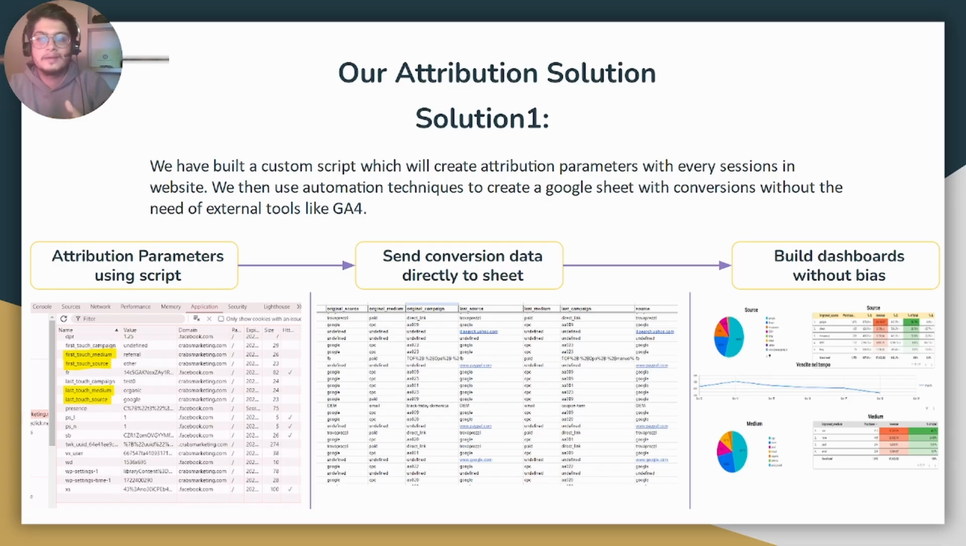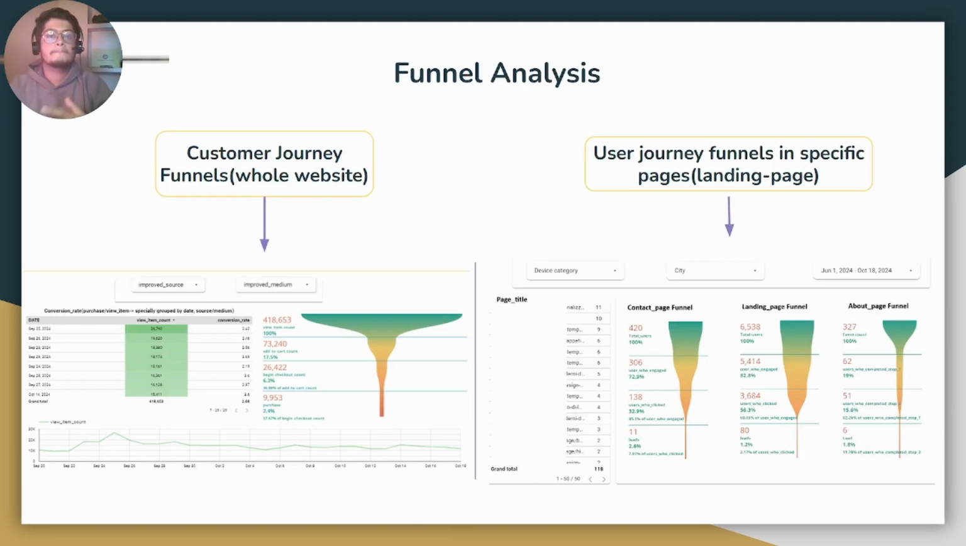Attribution is one big part of the analytics implementation, but there are other important parts as well. So for the next part of this presentation, we'll go into funnel analysis. The best way to understand a customer journey is using funnel analysis. As you can see, I have added two different screenshots. First of all, we'll look at the whole website customer journey.